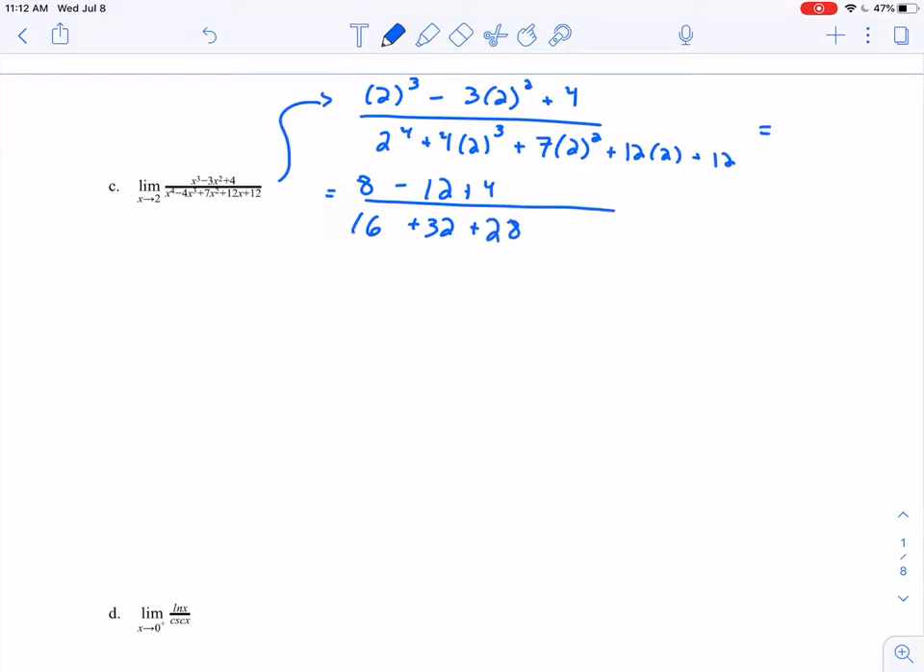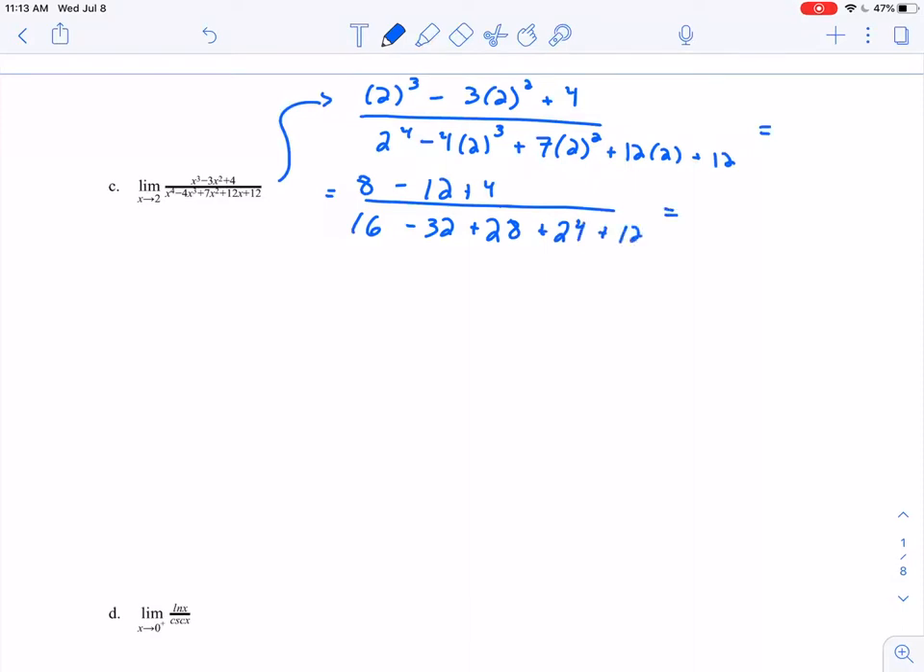Oh, you know what I did? I missed a minus sign, didn't I? Let me fix this right now. This minus sign right here, I forgot to include in my answer. So let me fix that right here. This should really be minus 32, plus 28, plus 12 times 2, I've got 24, plus 12.